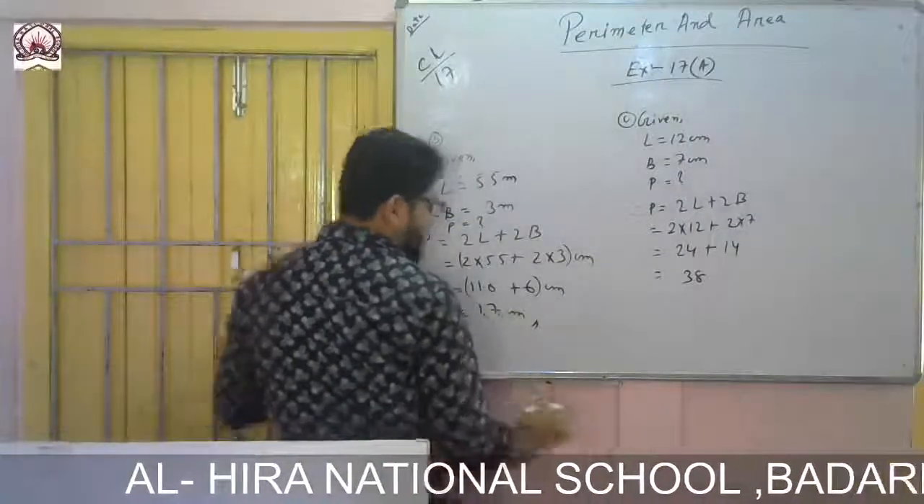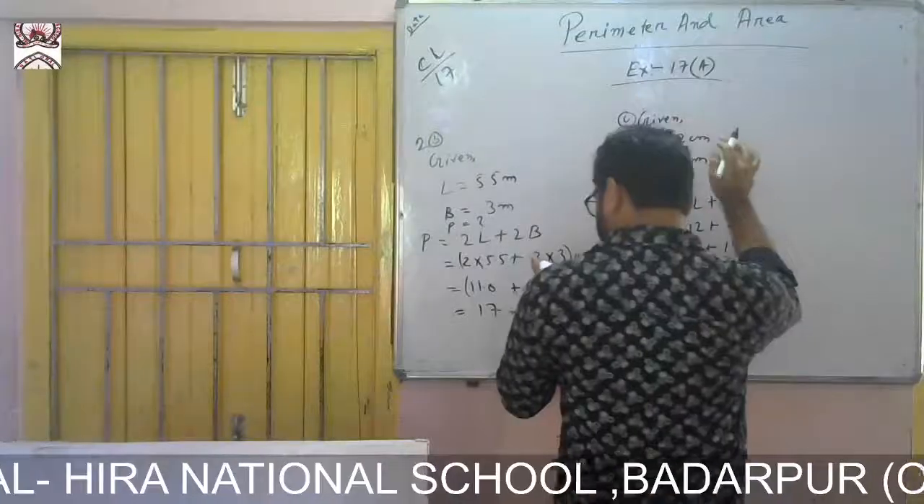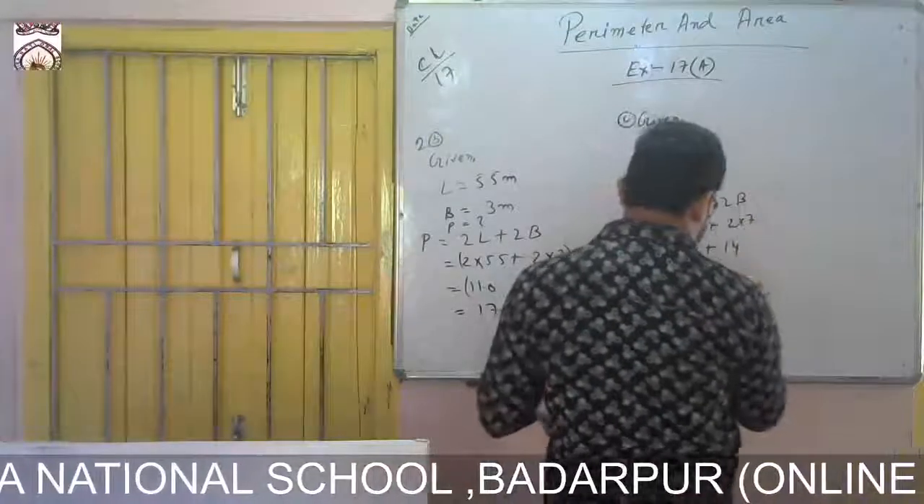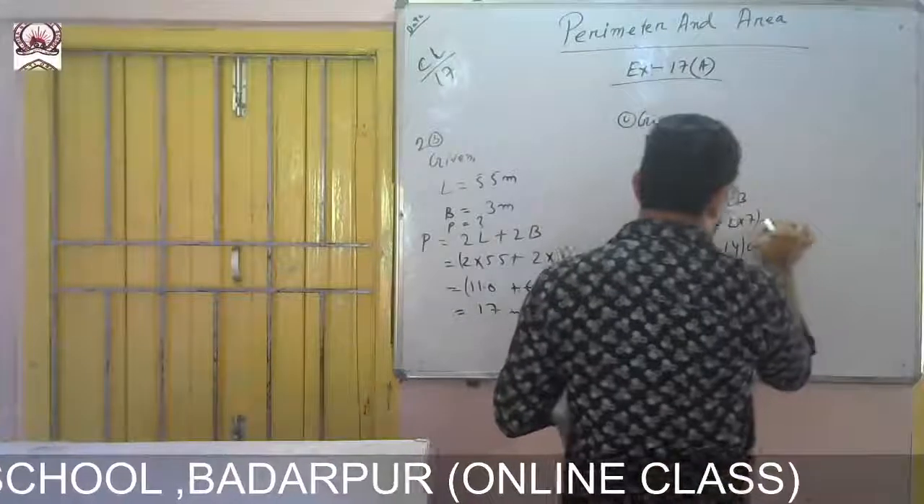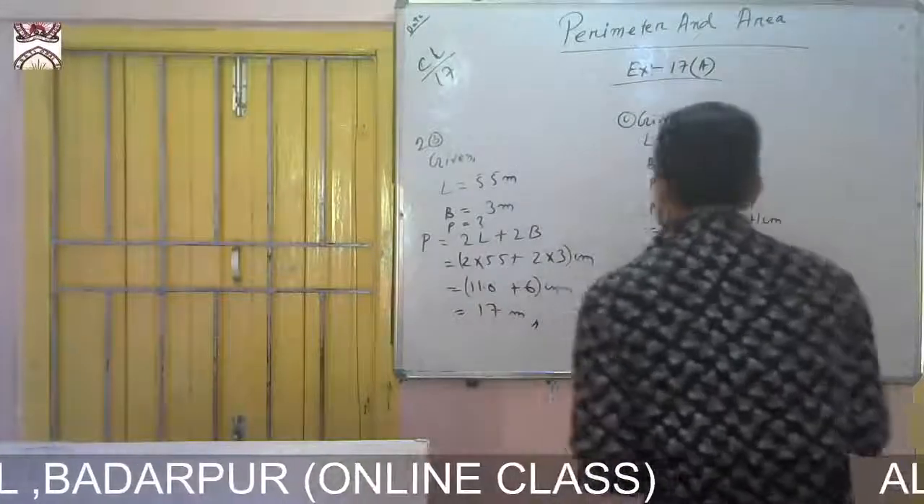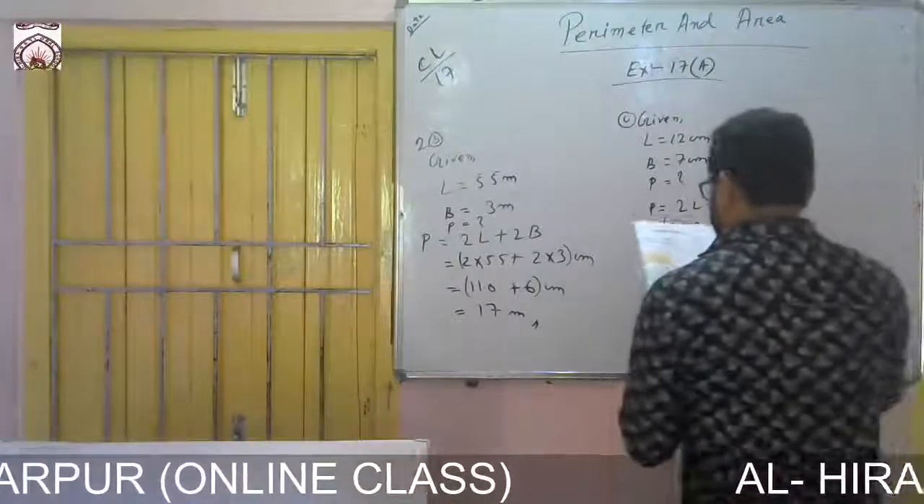So this one is given in centimeter. Okay. So this one also, 12 centimeter, it is centimeter. So write the unit centimeter. Okay. So C finished. Now come to D.